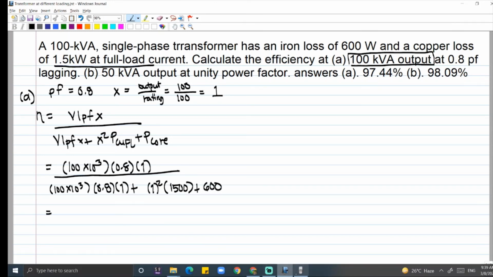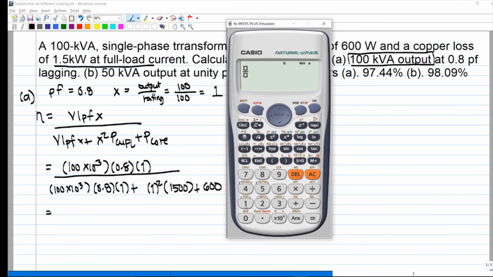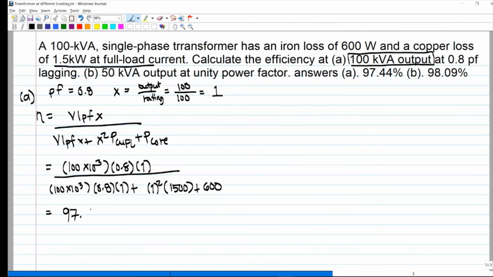So solving for efficiency, that will be 100K times 0.8 divided by 100K times 0.8 plus 1,500 plus 600. So that is 97.44%.